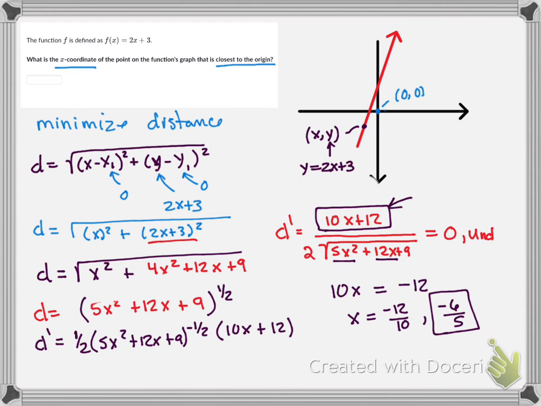What is the x-coordinate of the point on the graph closest to the origin? We've found it. Our last thing would be just to make sure, is this a max? Let's double check. If we were to graph 10x plus 12, this graph would have an intercept up here at 12 and have positive slope. So the derivative, d prime, is going from negative to positive, making this a min. And that's what we wanted. We wanted the closest or the minimum distance. So we found our answer.